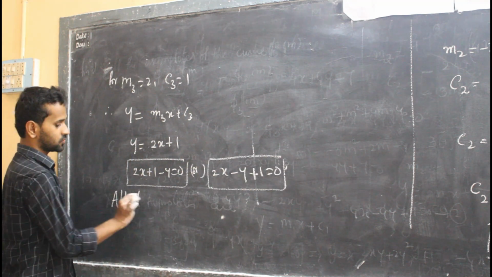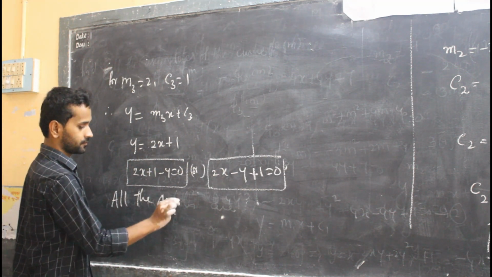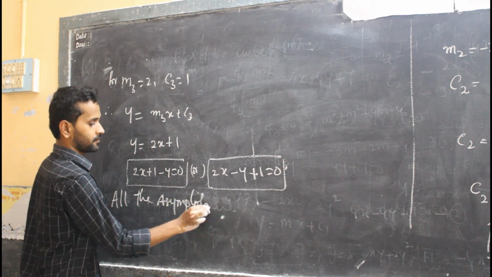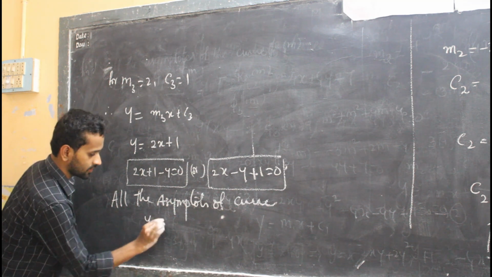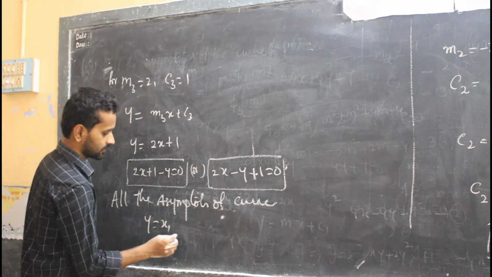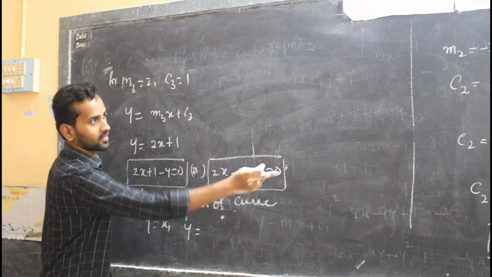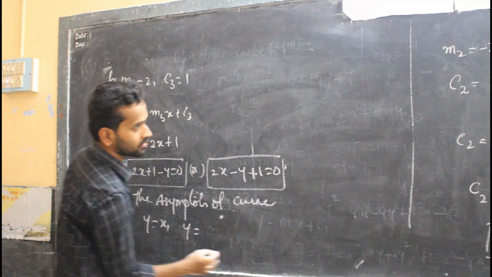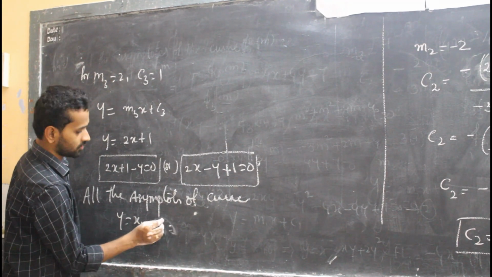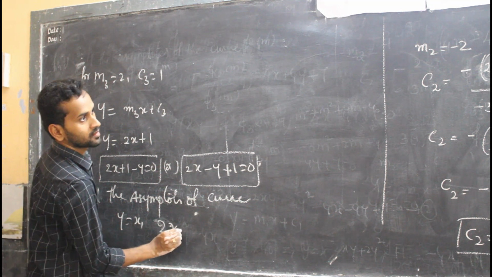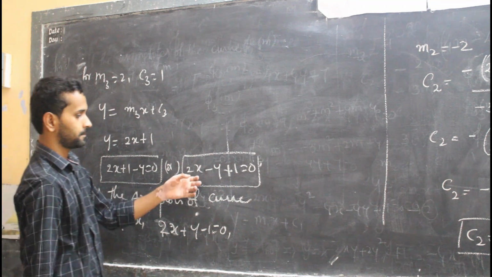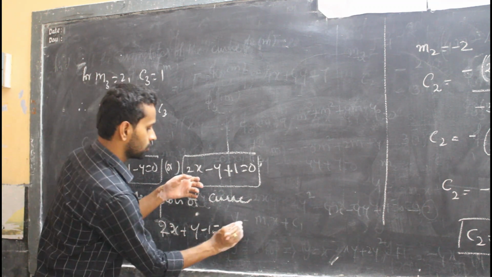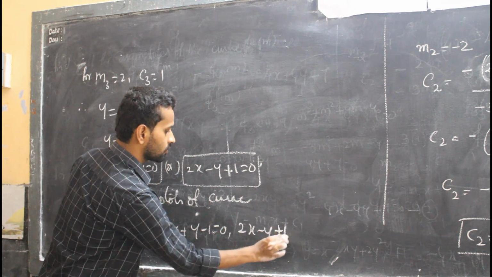So all the asymptotes of the curve are: one, y equal to x; second, we already got, you can write in standard form 2x plus y minus 1 equal to 0; and now 2x minus y plus 1 equal to 0.